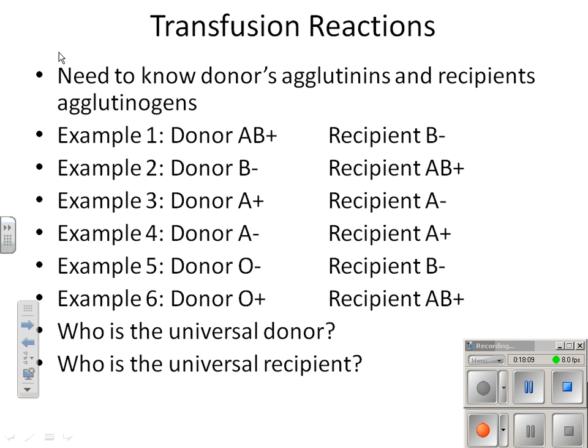Any questions? Who? A negative? Could A negative give to? Not O positive. Not O positive. Right. O negative is considered universal donor. Okay? All right, y'all got blood typing now? Is everybody clear?